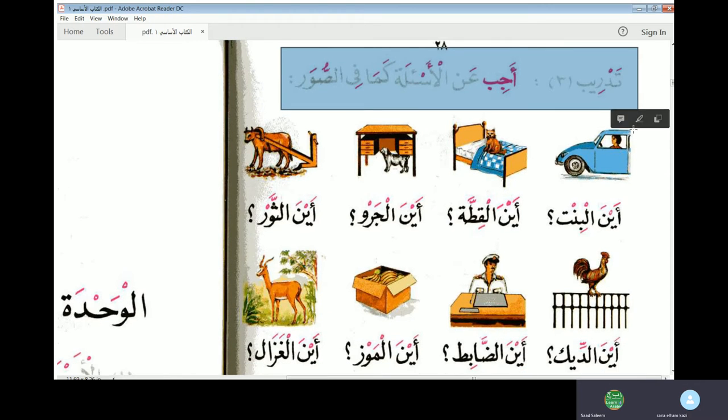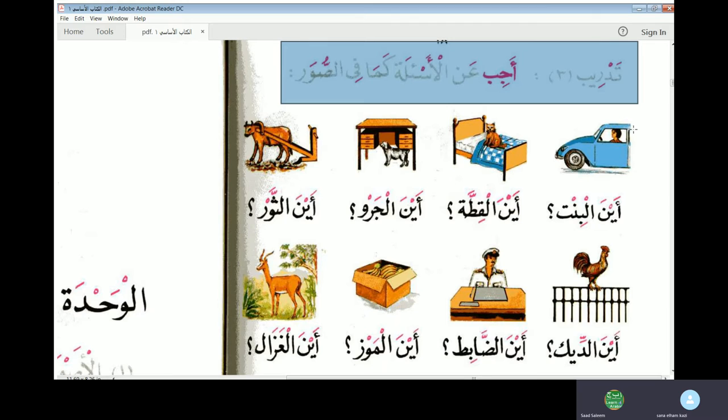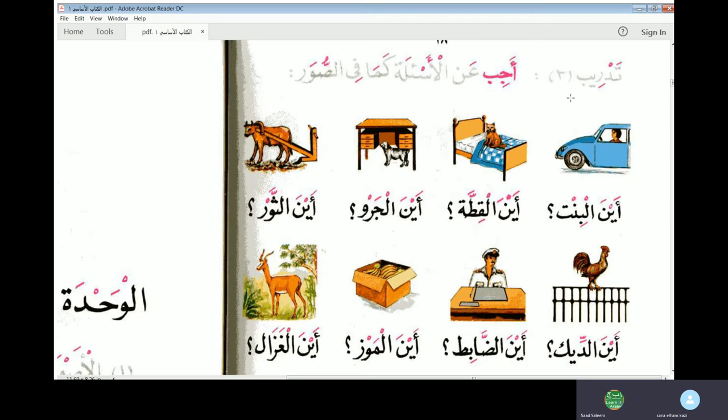Third exercise. Answer the questions like in the picture. Where is the girl? The girl is in the car. Where is the cat? The cat is on the bed. The cat is on the bed.